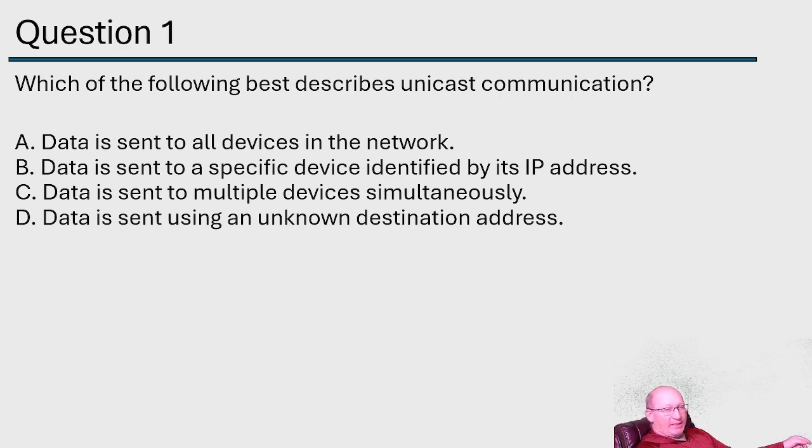C, data is sent to multiple devices simultaneously. That would be broadcast. That would not be unicast. So kind of give you a hint on that one. B, data is sent to a specific device identified by its IP address. Maybe on that one. And then A, data is sent to all devices in the network. I guess multiple devices simultaneously would not be broadcast. I stand corrected. That would be multicast. I apologize.